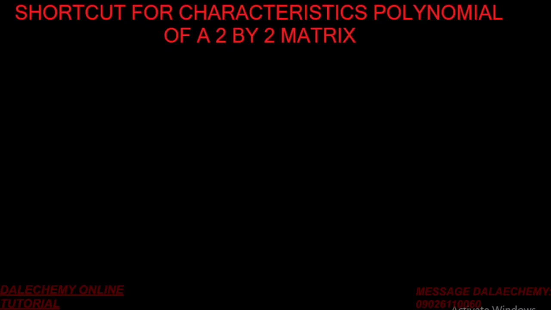In this video we're going to look at a short way of finding the characteristic polynomial of a 2 by 2 matrix. Now let us consider a 2 by 2 matrix B, which is [4 2; 3 4]. Let us find the characteristic polynomial of this matrix using the method that we know, and after that we're going to compare our answer with the shortcut I want to share in this video.